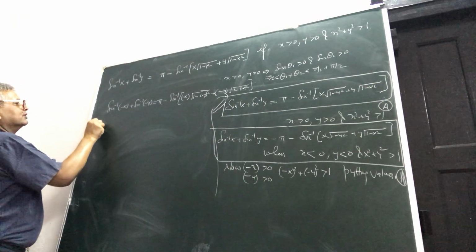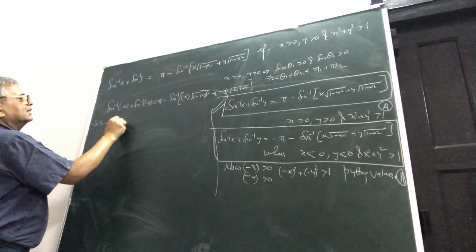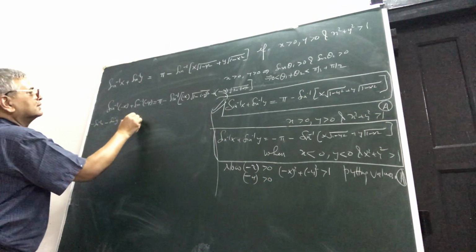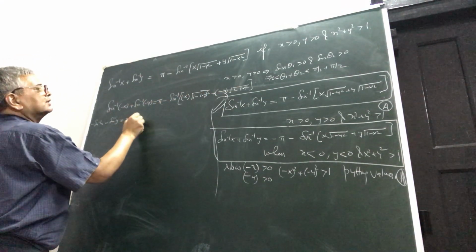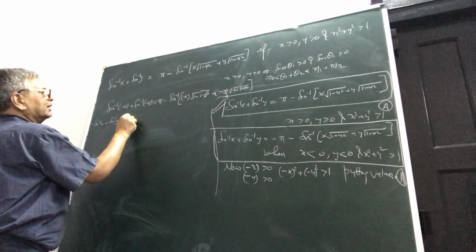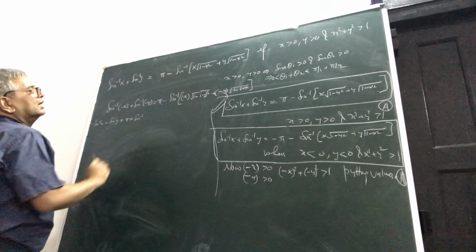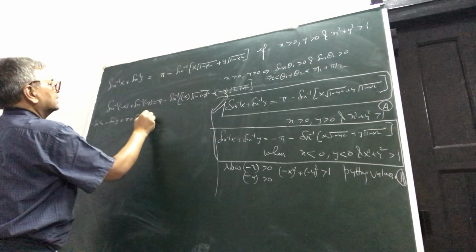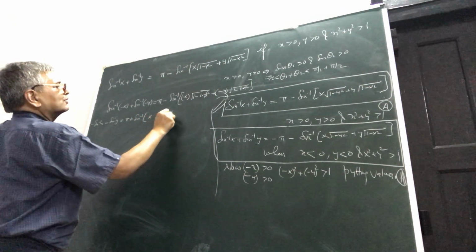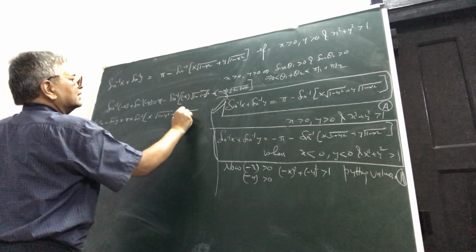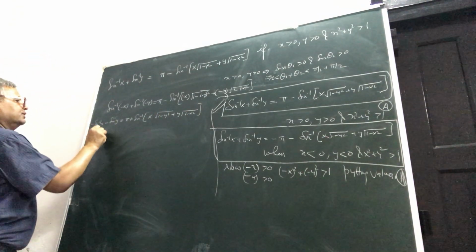Minus sine inverse x minus sine inverse y, and this is what? Pi minus, and now minus you take common throughout the bracket, so the minus will make it plus sine inverse of this whole thing, x under root 1 minus y square plus y under root 1 minus x square, and then you multiply with this thing, you get your result.